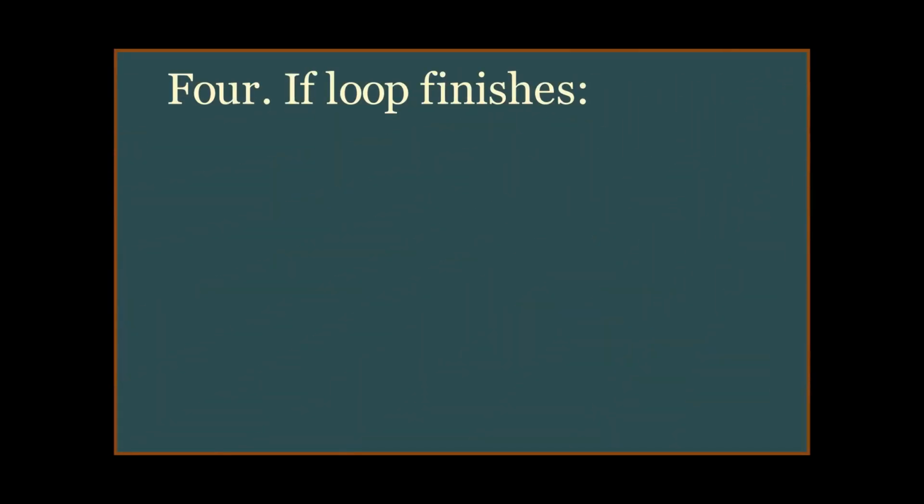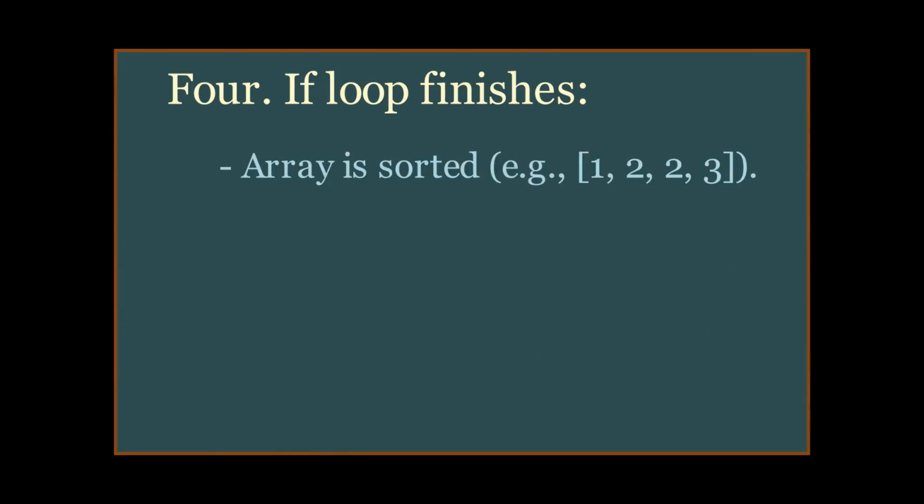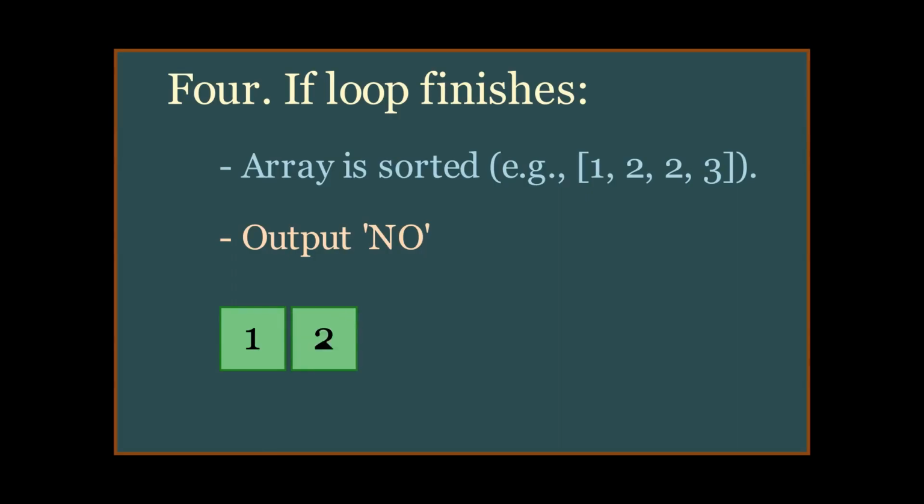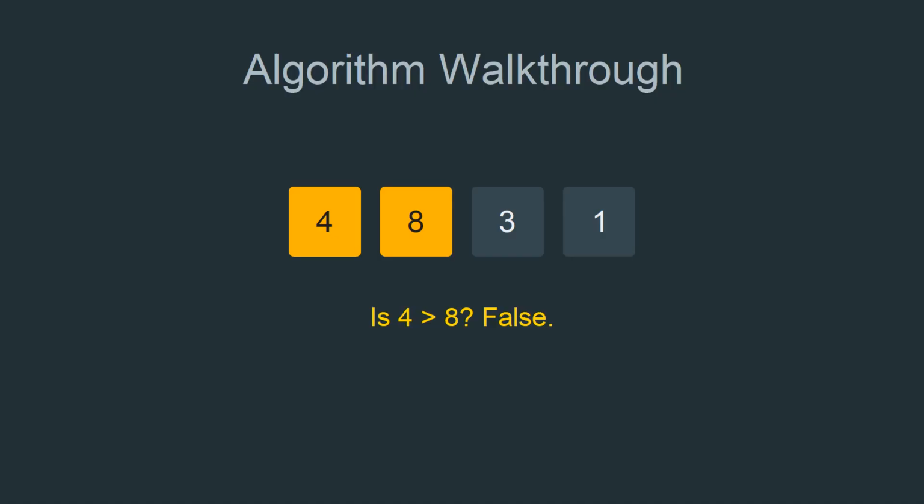4. If our loop finishes without finding any i where a sub i is greater than a sub i plus 1, it means the array is completely sorted in non-decreasing order, for example, 1, 2, 2, 3. In this case, output no. Let us quickly trace this algorithm with our earlier examples. A equals 4, 8, 3, 1.